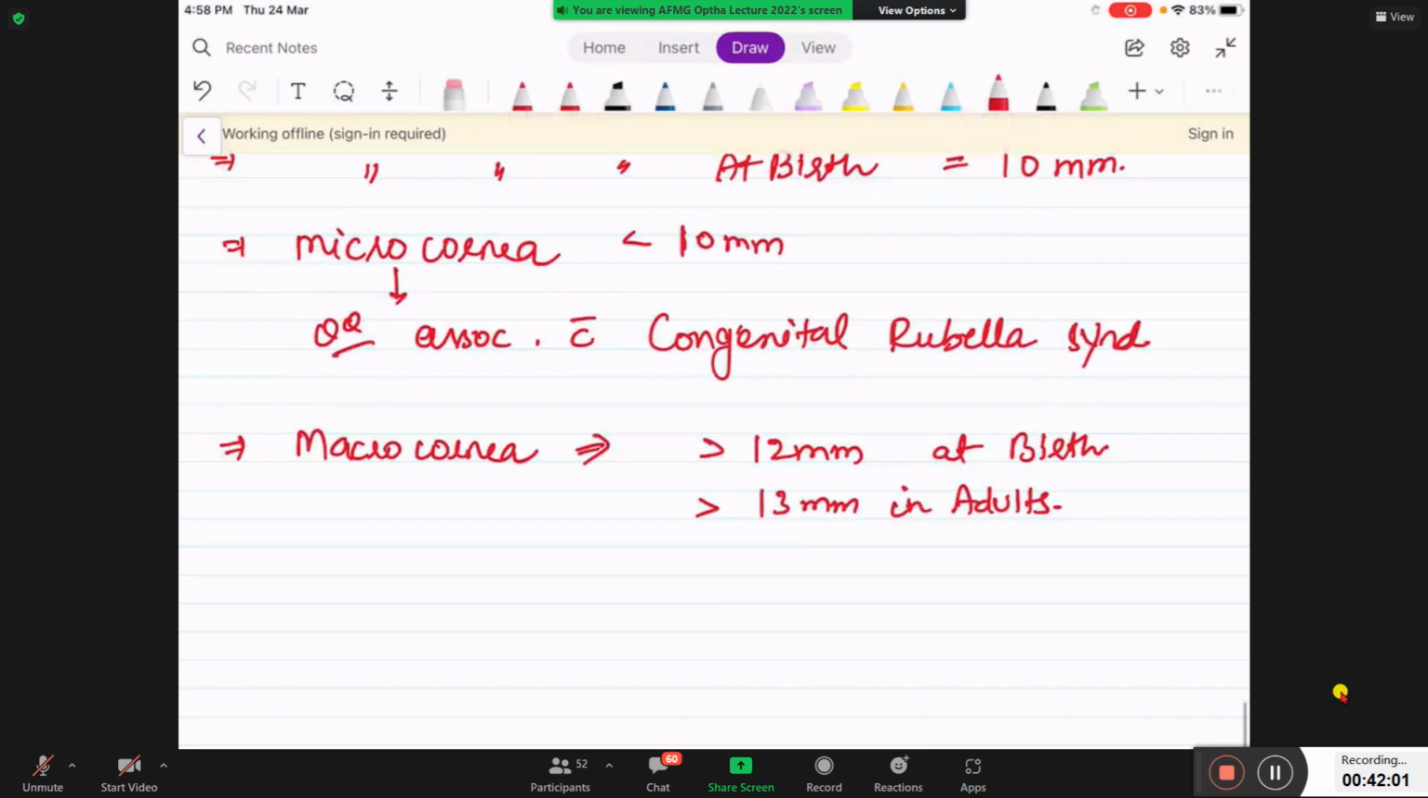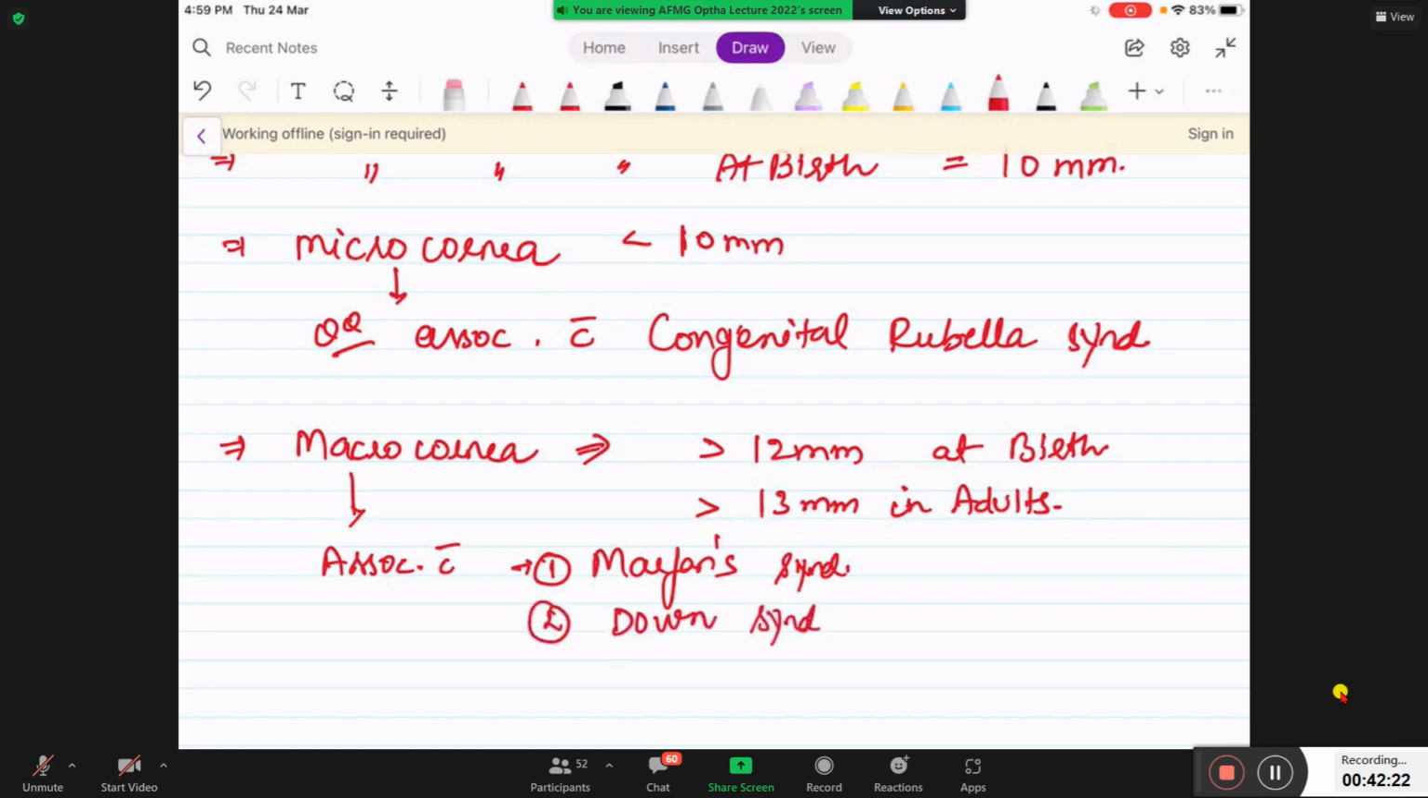Write down, important question. This macrocornea is associated with which two syndromes? First one is Marfan syndrome. Macrocornea is associated with Marfan syndrome. And the second syndrome is Down syndrome. Right? So, macrocornea is associated with Marfan syndrome and Down syndrome, whereas microcornea is associated with congenital rubella syndrome. Clear?